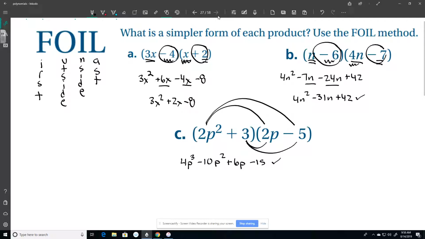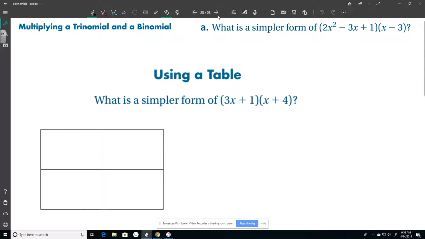Okay. Another method that you can use, actually, let's do one more example. What if there's more than two terms? This is where FOIL kind of falls apart. What if one of the parentheses has 3 things in it? FOIL doesn't work anymore because there's not just a first, outside, inside, last, because this has 3 terms. So we just have to remember, I need to take everything in here and multiply it by everything in this one.